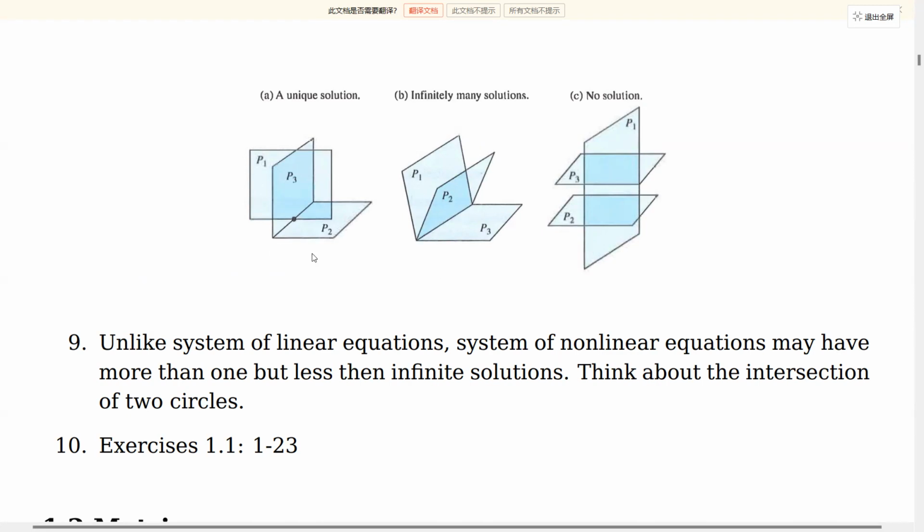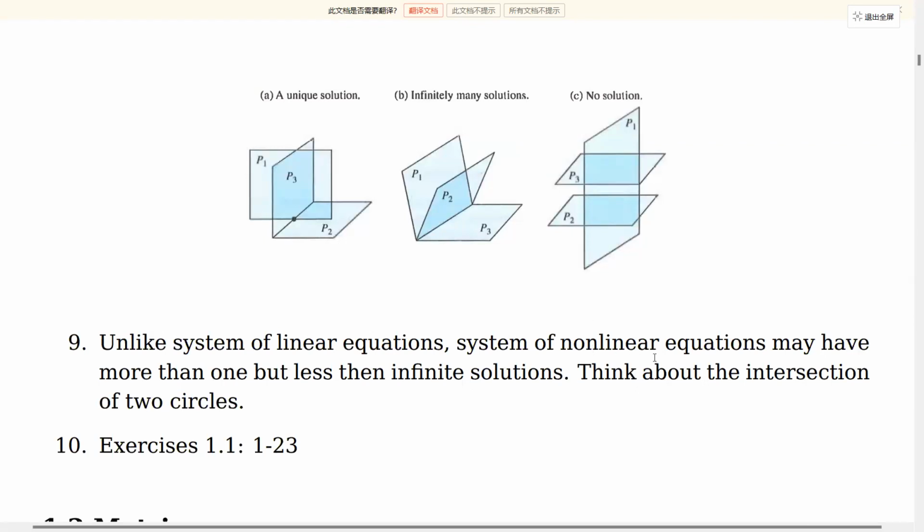But if you want to consider more than 3 variables, then it will become hard to visualize, right? So this is the case for linear systems. Although we are talking about linear equations and linear algebra, you still want to know that the situation is very different for nonlinear systems.